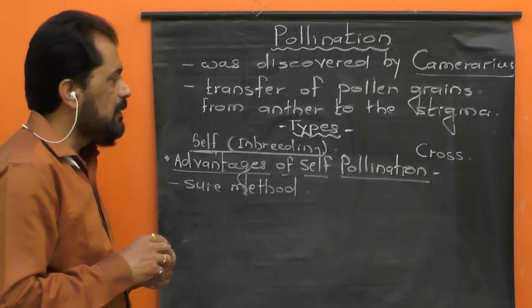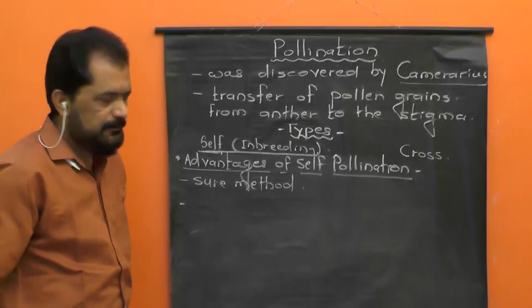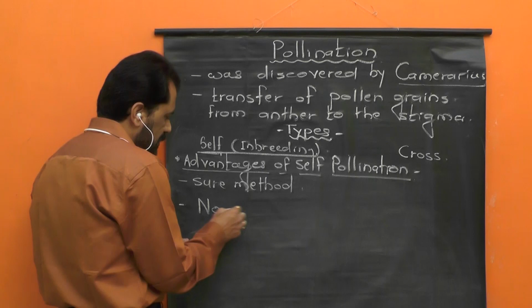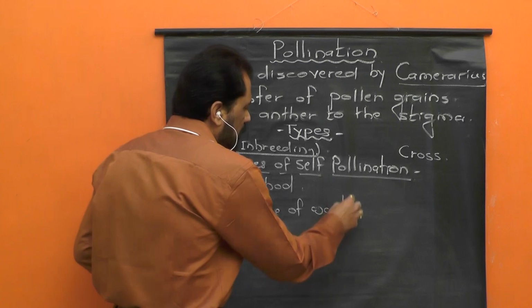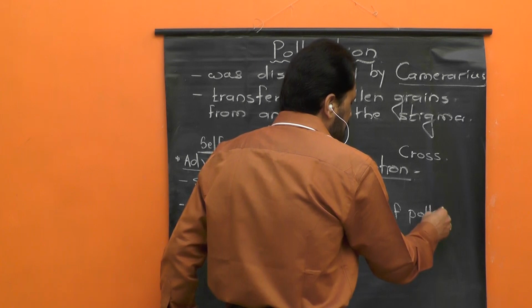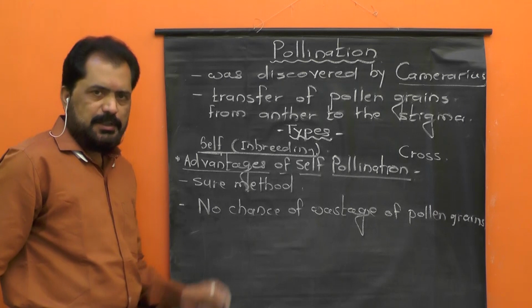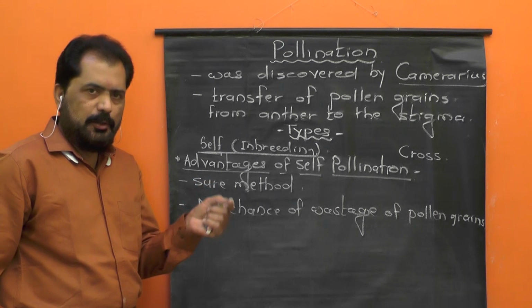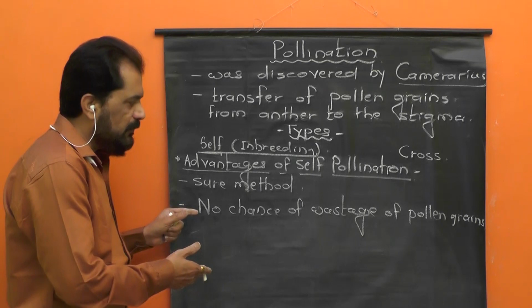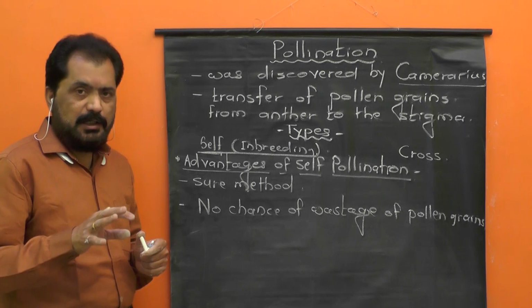Second advantage, that there is no chance of wastage of pollen grains. Why? You can understand. Because here the pollen grains are transferred from anther to the stigma of the same flower or neighboring flower. And that's why in such flowers, self-pollinating flowers, the pollen grains produced are also in less number, in less quantity.